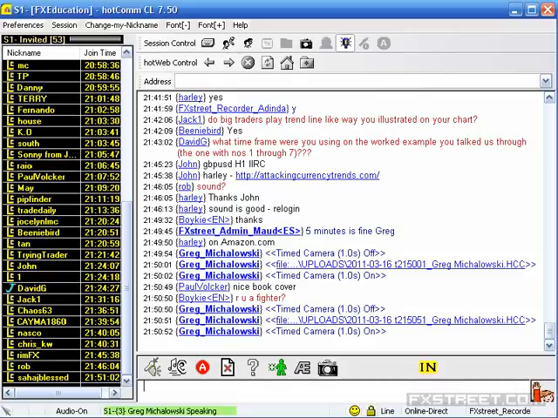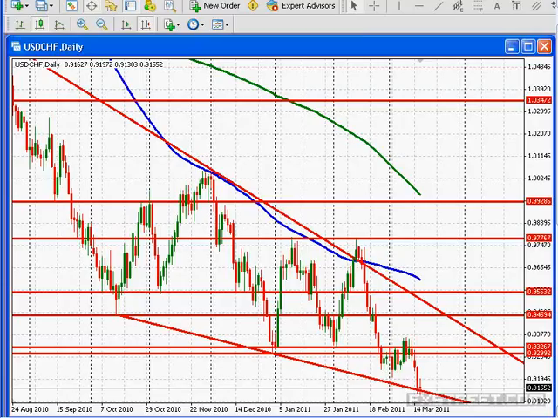Let's see. Do big traders play trend lines the way you illustrate in a chart? Yes. The big traders take a trade and they define their risk. They risk 3%. They should. If they don't, then they're not being smart with their money. Most traders use a defined 3% of their equity as the risk on a trade. They look for opportunities that are going to put the odds of success in their favor.